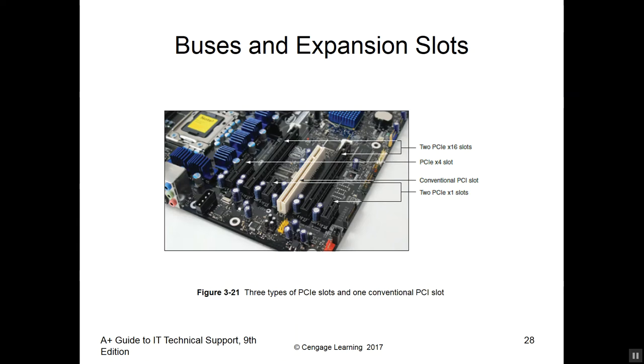Now here we're looking at the different PCIe slots. You can see some of them are quite small. The PCIe 1 slot is maybe an inch long at best. And then as we step up, we've got the conventional PCI slot, and we've got the PCIe 4 slot, which is not quite twice as long as a PCIe 1 slot. Then we've got PCIe 16 slots, which are a little bit longer than a conventional PCI slot.